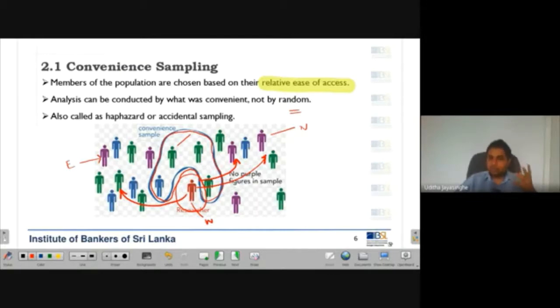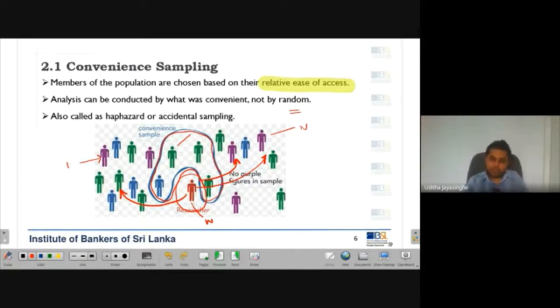So typically, for students, a lot of our early days surveys and studies, the sampling technique that we use is nothing but this convenience sampling. This convenience sample is one of the very easiest, least costly and fastest ways to do it. So relative ease of access is the keyword to remember.